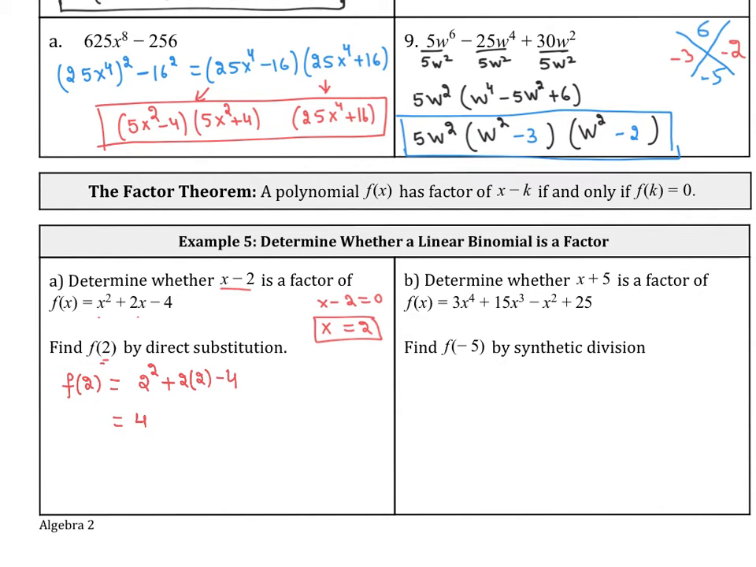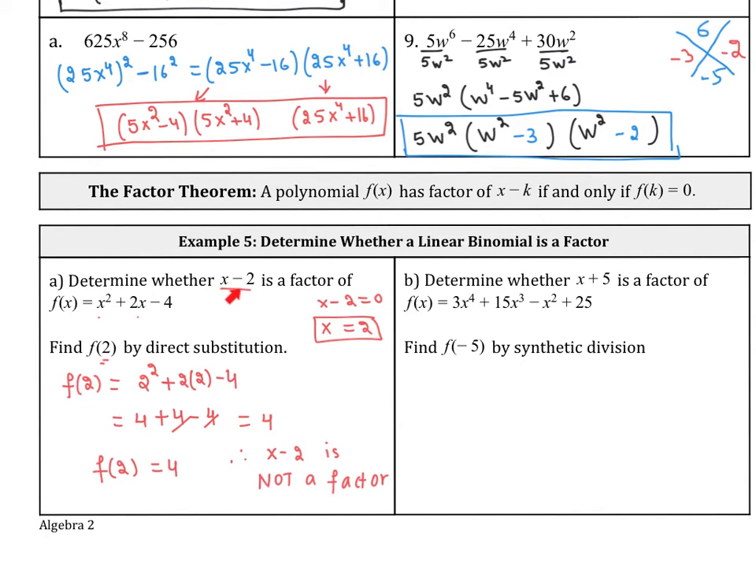4 plus 4 minus 4. 4 and 4 cancel and we got f of 2 equals 4. So which means that f of 2 is equal to 4, which is not equal to 0. So it means, therefore, x minus 2 is not a factor.